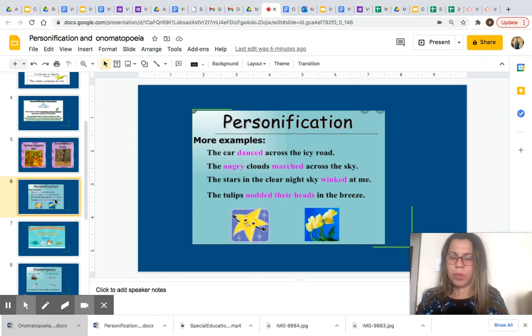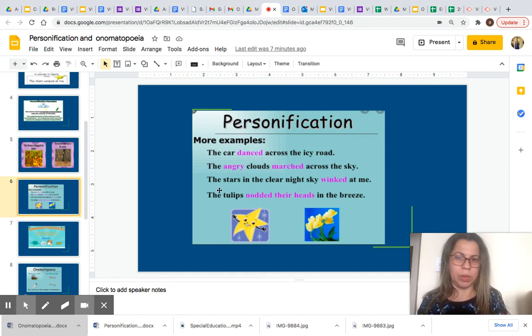Let us look at a few more examples of personification before we move on to our next topic. Some more examples of personification are: the car danced across the icy road. Can a car dance? No. So the author here gave a human quality to the car. In the second example, the angry clouds marched across the sky. In this example, the author is giving a human quality to the clouds by saying that they were angry.